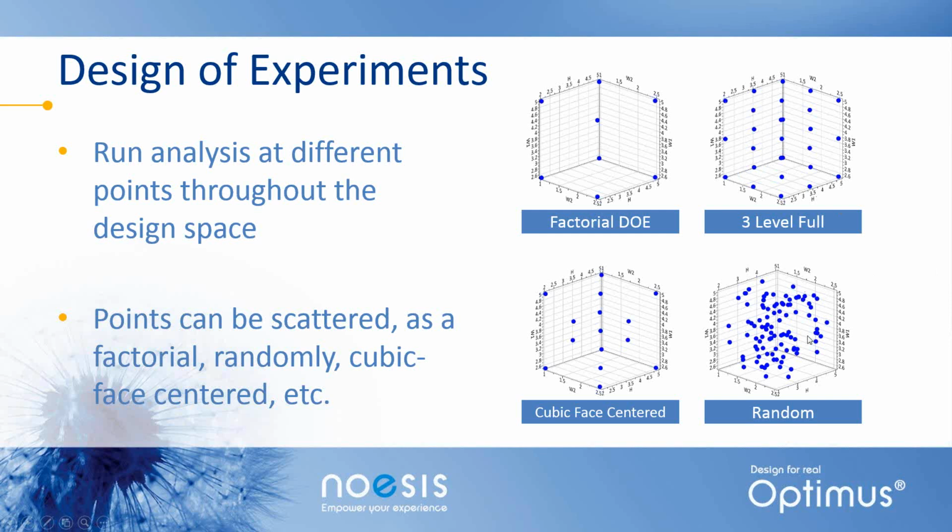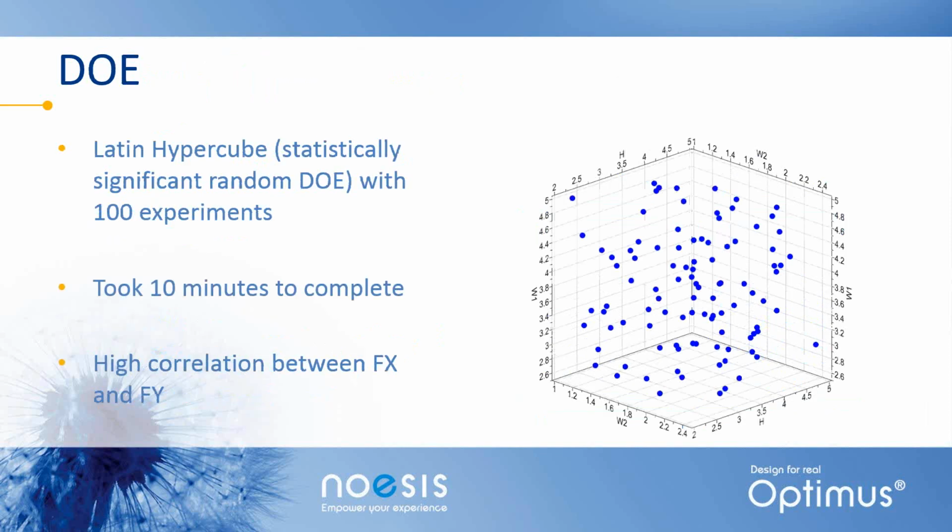A 3-level factorial, for instance, simply places 3 points along each axis throughout the design space. Perhaps in the bottom right you can see a random design of experiments. This is where points are randomly selected throughout that design space. For the actuator, what we've selected is actually a Latin hypercube design of experiments. This Latin hypercube intelligently, in kind of a half-random, half-statistically significant way, places points throughout the design space. We did 100 different experiments throughout our design, and it took about 10 minutes to complete.